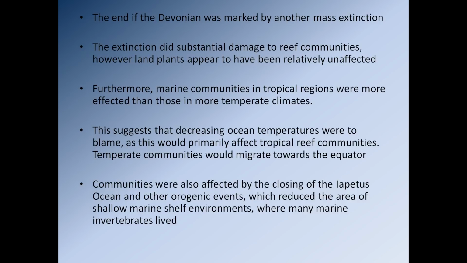So obviously what happens is, as the poles get colder, the water towards the poles will decrease in temperature. Now this means that the temperate regions will shift to the south, they'll move towards the equator.